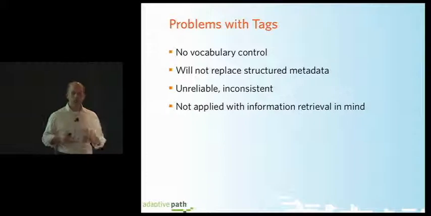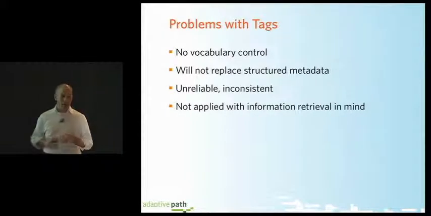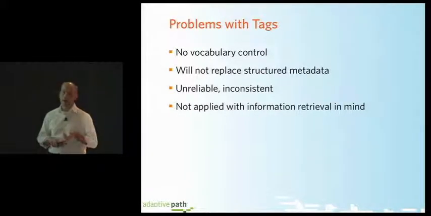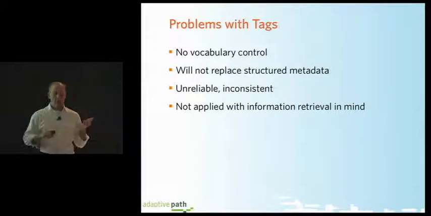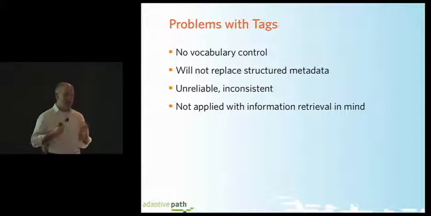Tags have no control. That's where you're giving up. You're giving up vocabulary control. You're giving up the categorization and the structuring to your users. That means that they can be unreliable. They can be inconsistent, and that means that they're not appropriate for every single case.